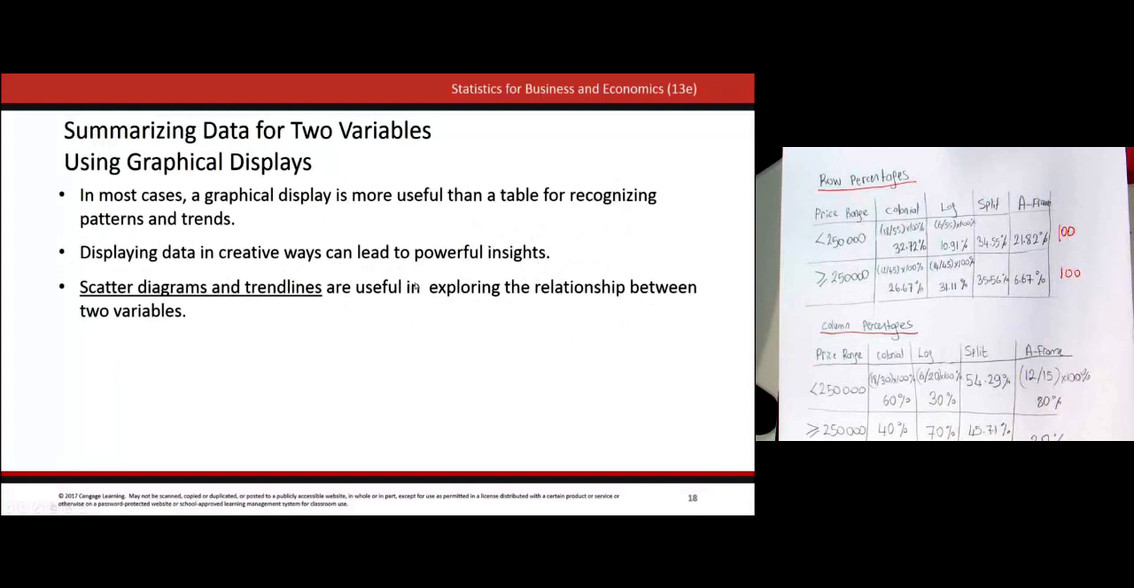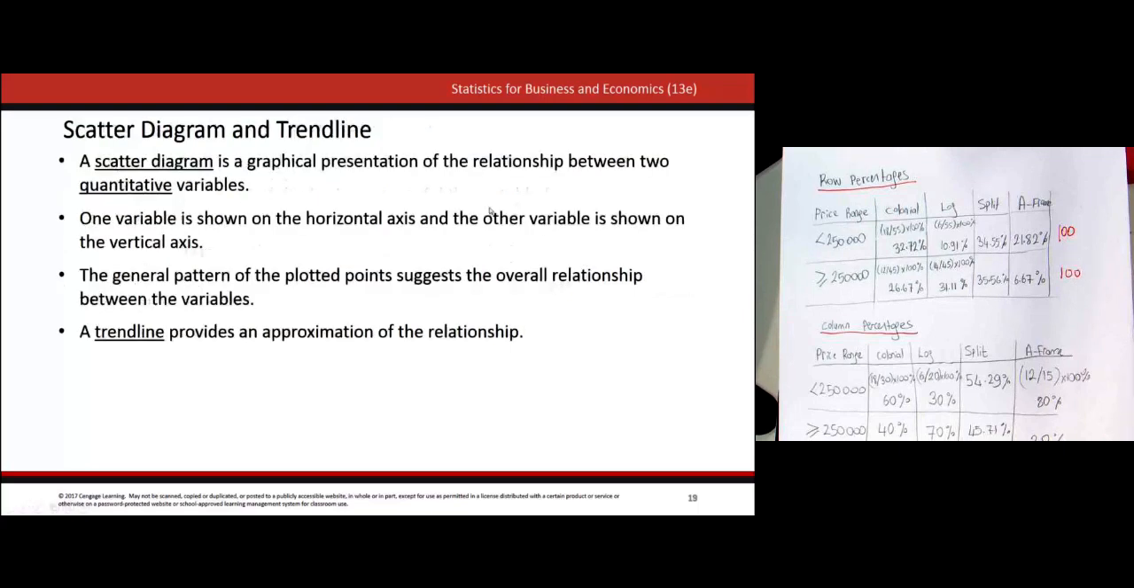Now we will discuss summarizing data for two variables using graphical displays. We will discuss scatter diagrams and trend lines, which you can use to explore the relationship between two variables. A scatter diagram is a graphical display between two quantitative variables, and the trend line provides an approximation of the relationship.